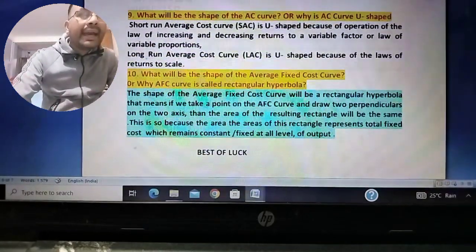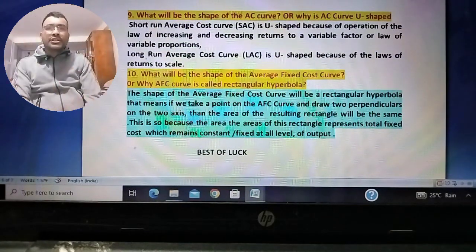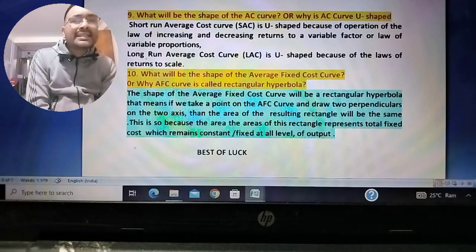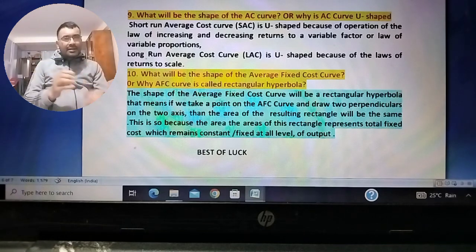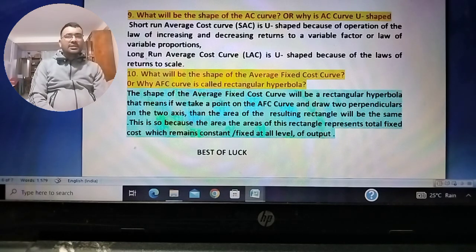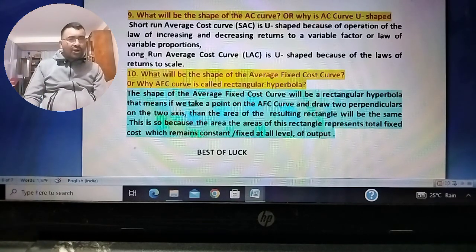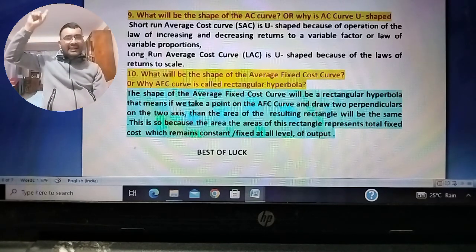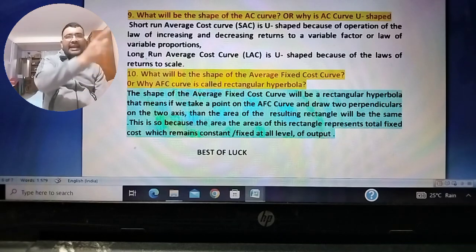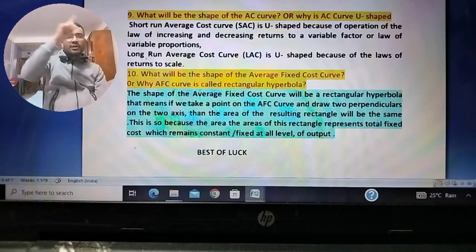Okay. And another important question is, what will be the shape of the AC curve, or why is the AC curve U-shaped? See, average cost is always U-shaped because initially when you increase the production, average cost decreases, then it becomes constant or minimum. Then when you produce more units, the average cost starts increasing. So it declines initially, becomes constant, and then it rises. So it takes the shape of U.